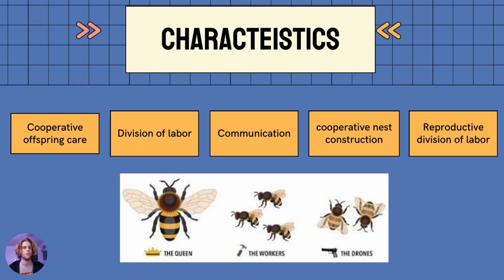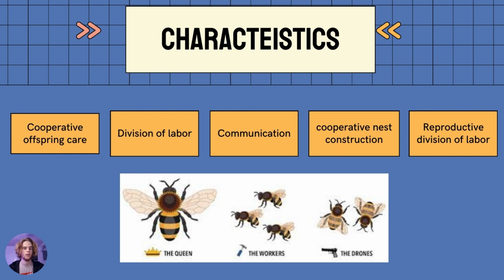For example, they cooperate to take care of their offspring. This can involve different tasks like feeding, grooming, and protecting immature stages of their own species. They also divide the labor, where individuals specialize in different tasks according to their age, size, or physiology.